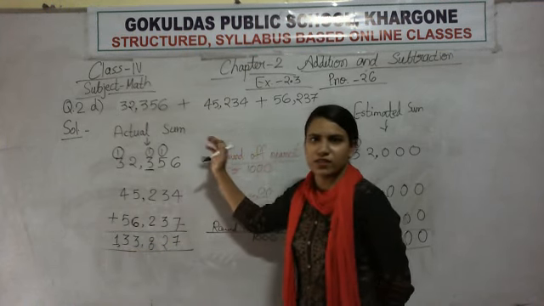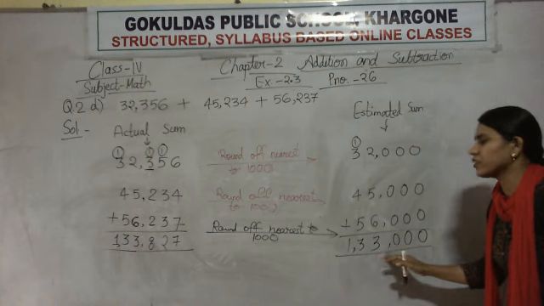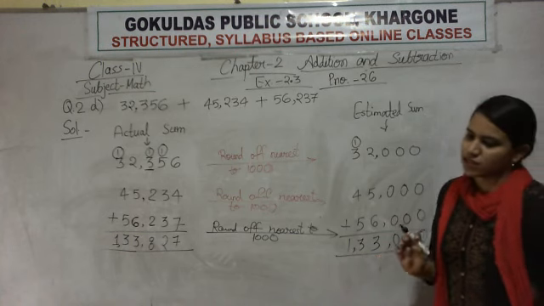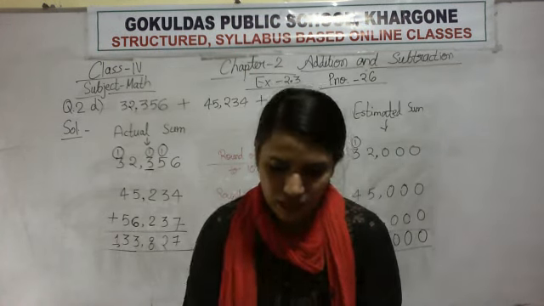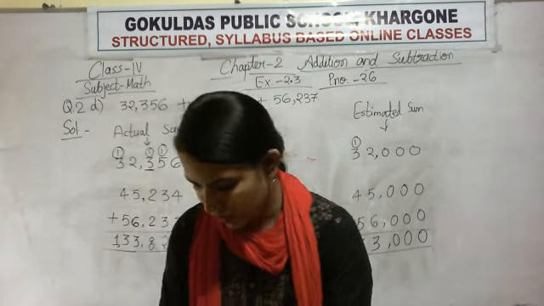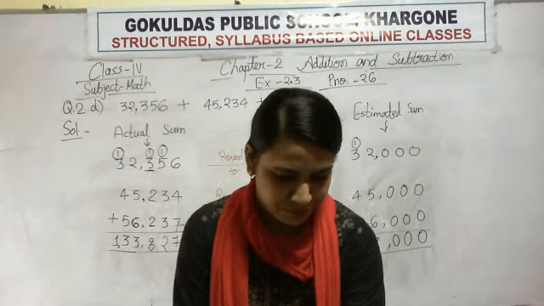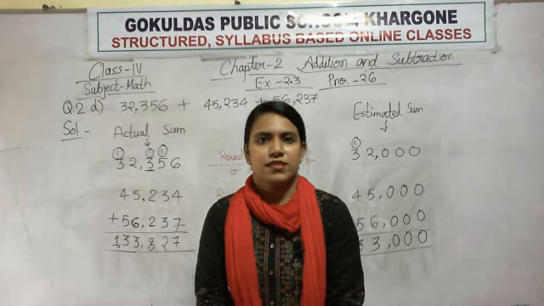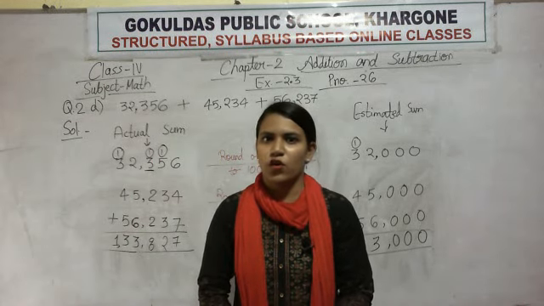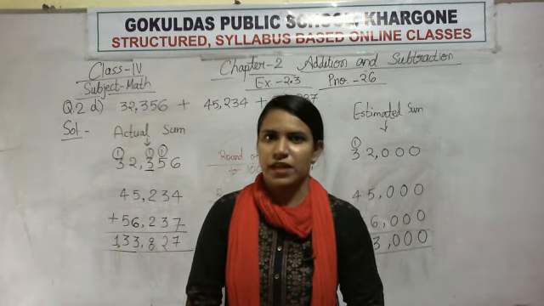1,33,827 is your actual sum and 1,33,000 is your estimated sum. So our exercise is over here. Remember, if you forget the concept of round off, then rewatch the video of the round off topic from chapter 1.